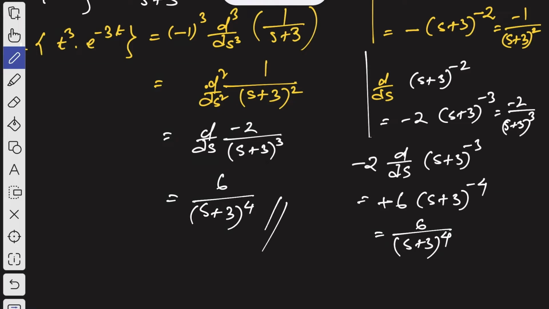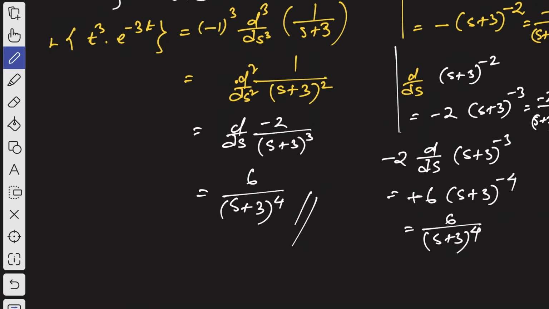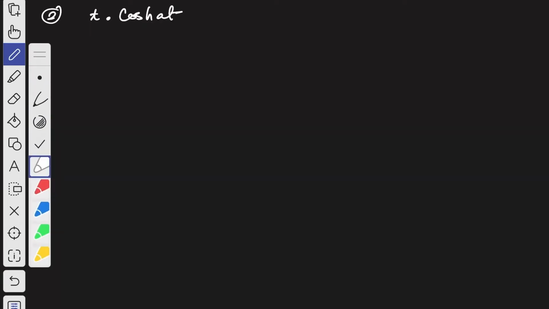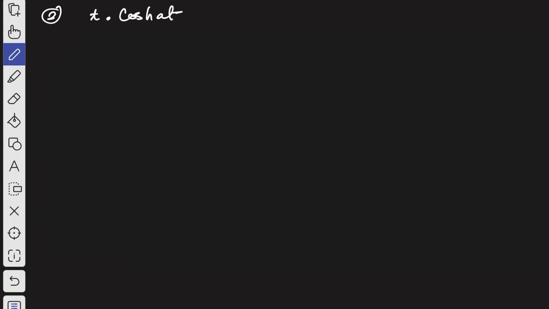So that's how we can solve this. This is the Laplace transformation of this function. I hope you have understood. Now let's move on to another question. Our next question is to find the Laplace transformation of t times cos hyperbolic at. So how do we find the Laplace transformation of this?